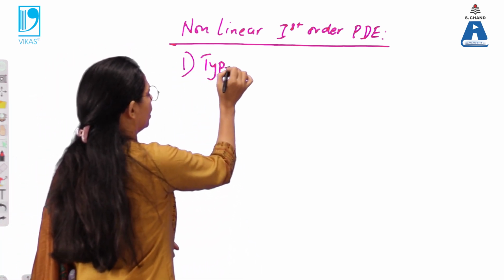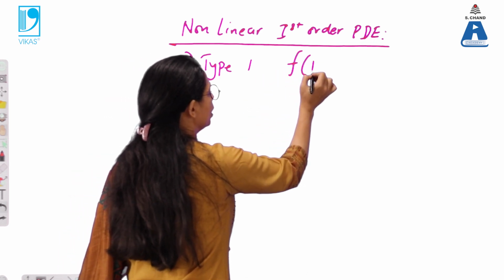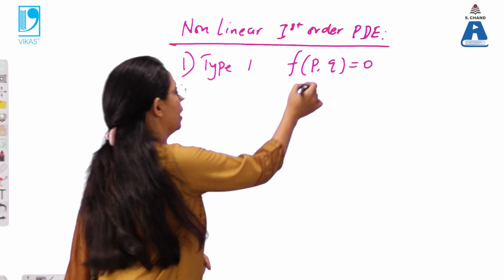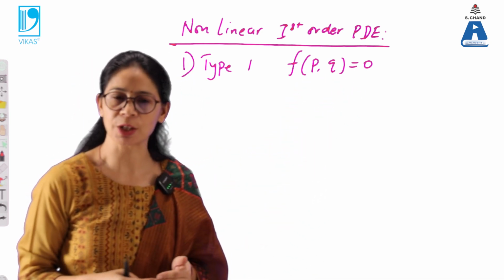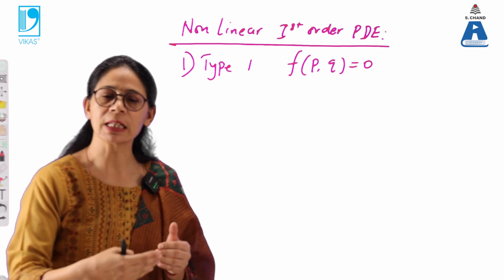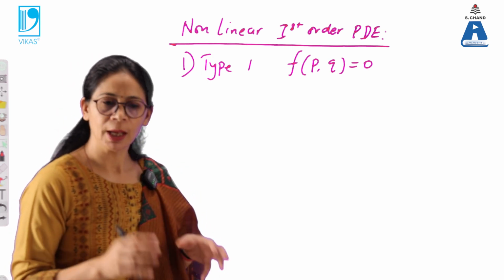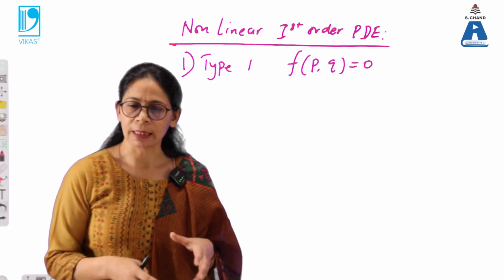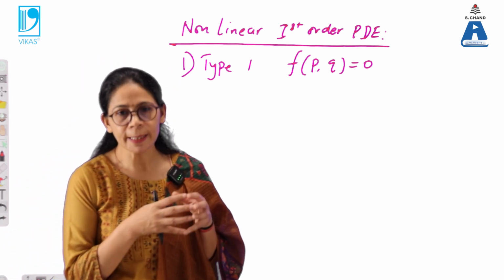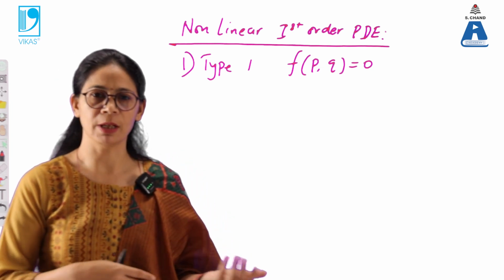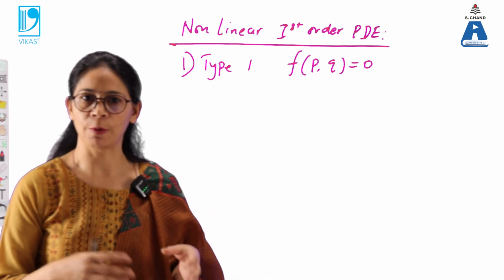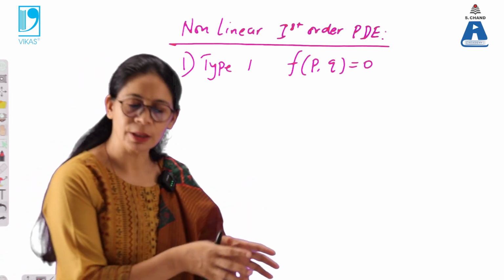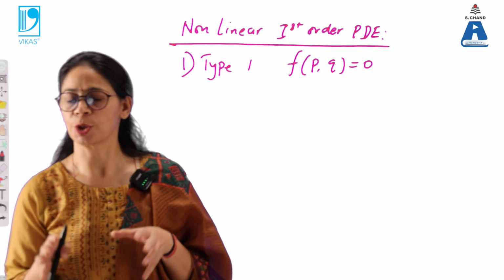Type 1. Type 1 is if the differential equation is given in this form, f of p, q is equal to 0, where p and q, of course, denote the first order partial derivatives of the unknown function with respect to x and y respectively, if the set of independent variables is x and y. It is not necessary that the independent variables be taken as x and y. They can be x1, x2, x3 or y1, y2, y3. So, we need to categorize this set of independent variables and the unknown function properly.